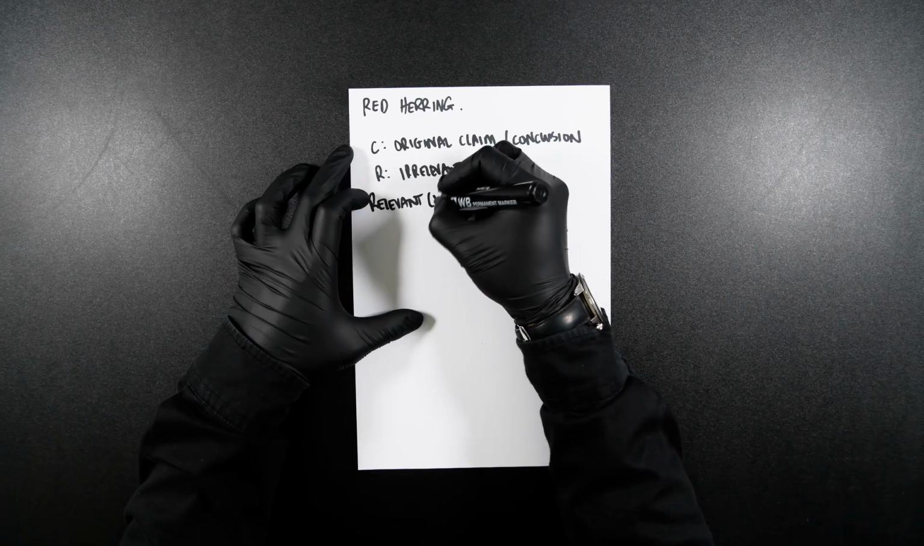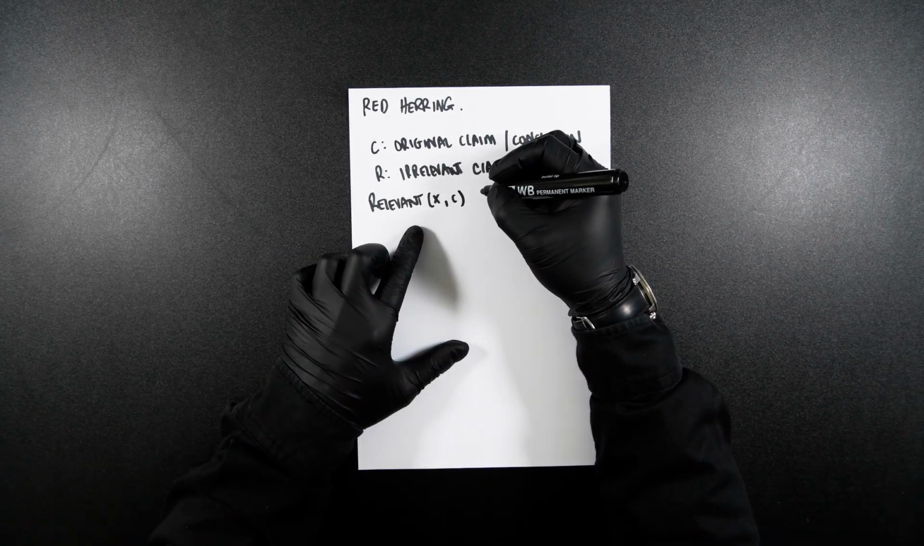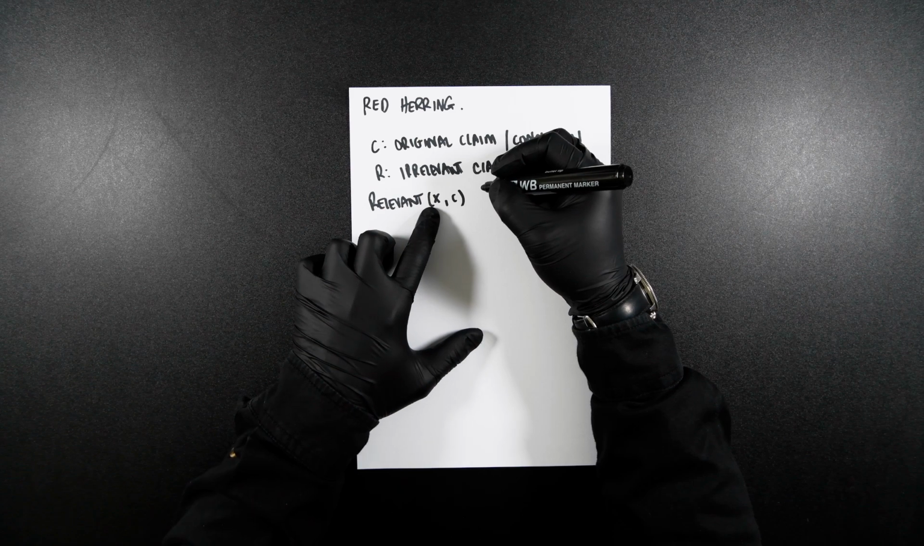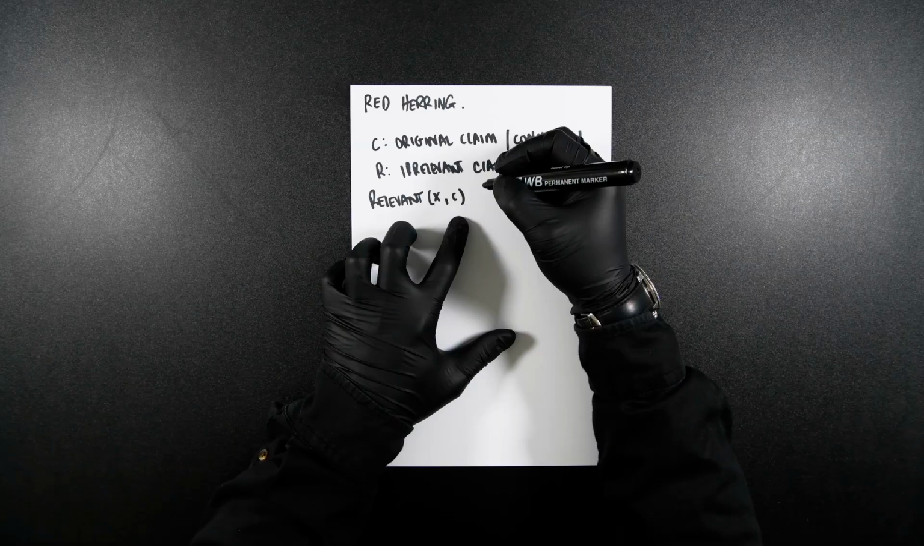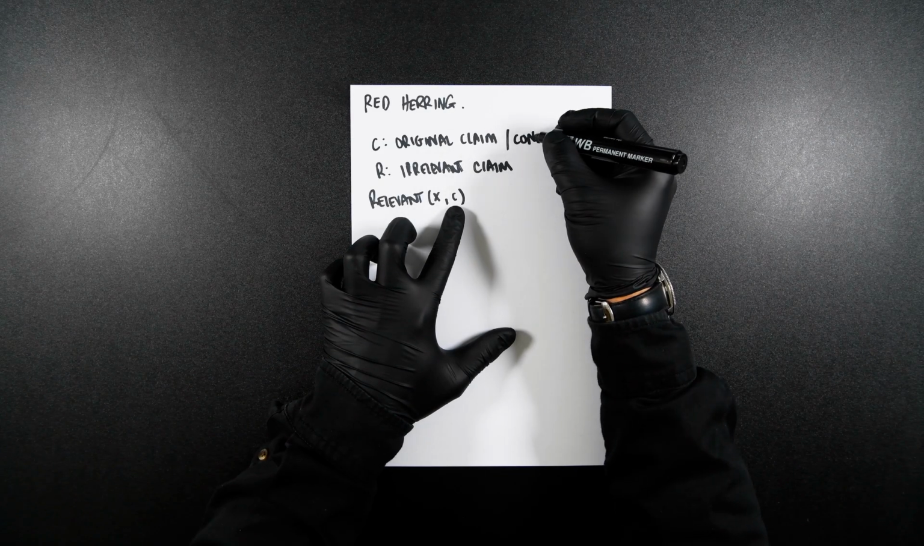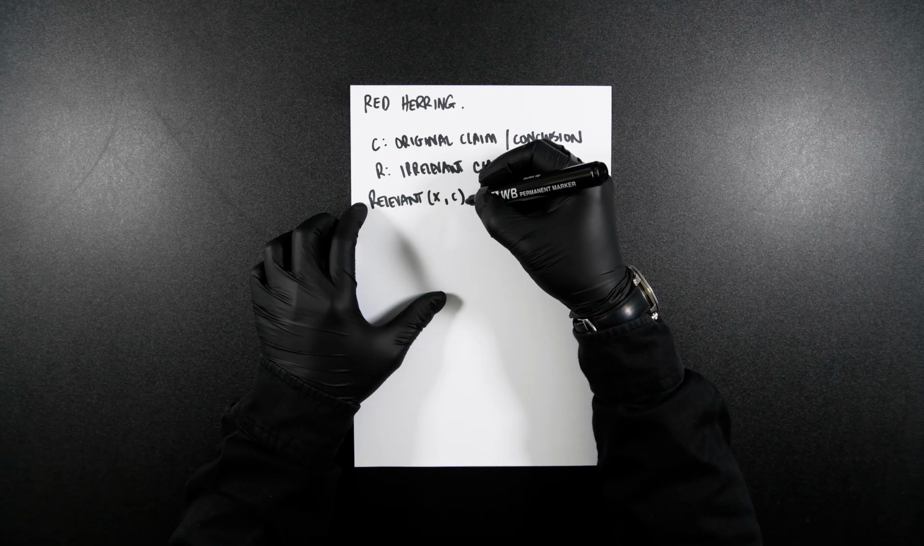So we have Relevant(X, C). This basically means a predicate that says X is relevant to proving or disproving C. So that's what that whole predicate says.